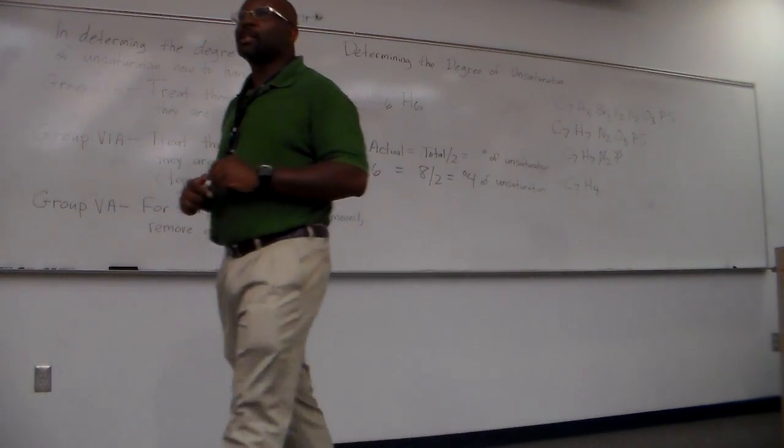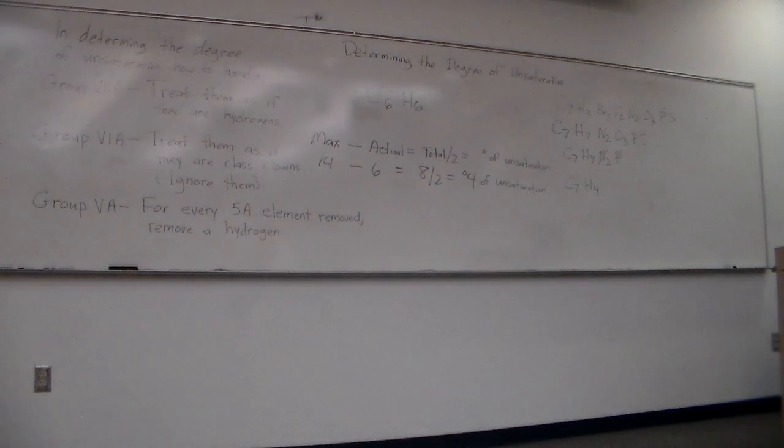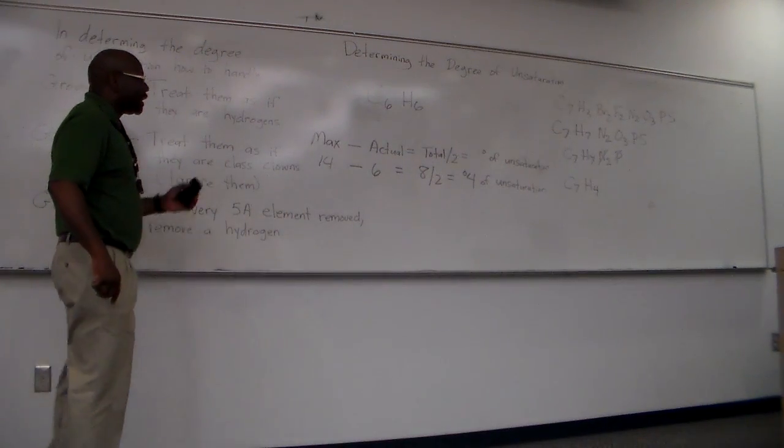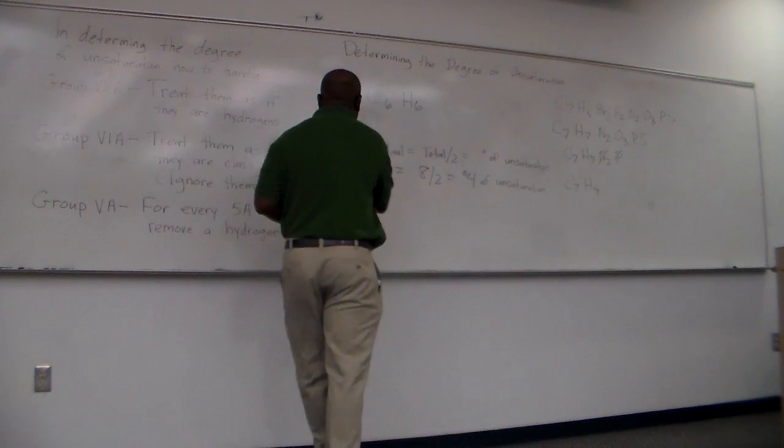This molecule reduces down to be C7H4. What we've just done is come up with our actual structure. We have not come up with the degree of saturation yet, just the actual structure. We took that same formula and reduced it down to just carbon and hydrogen by following particular rules.